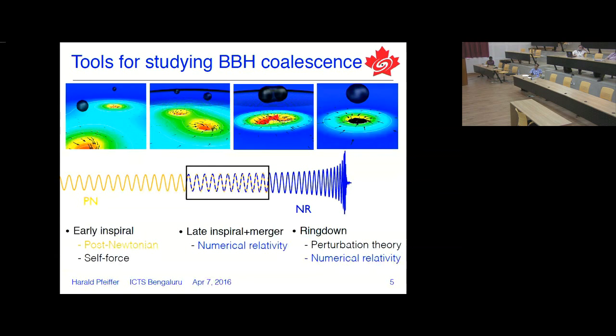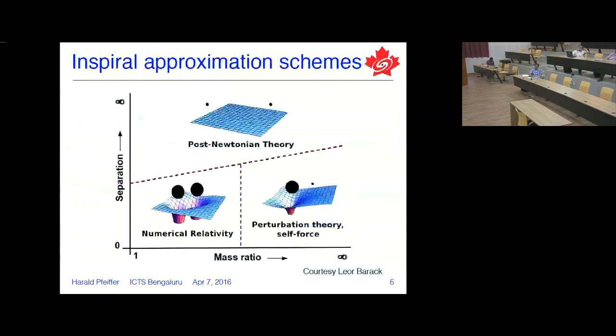Slide 6. Another view of the different approximation schemes for compact object binaries. Post-Newtonian theory is good at large separation of the binaries. Numerical relativity is good at small separation and at comparable masses, mass ratios 1 to 20 roughly these days. And at higher mass ratios, one could do perturbation theory in the mass ratio and self-force calculations. But again, that would be a topic for a different talk.